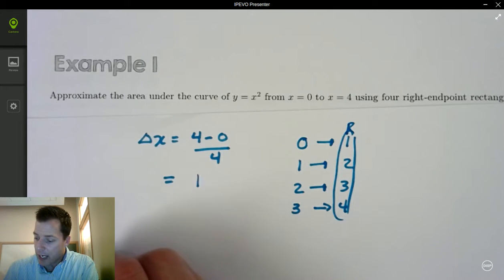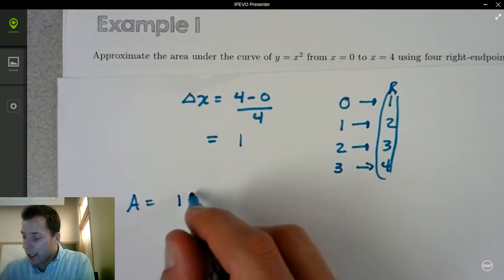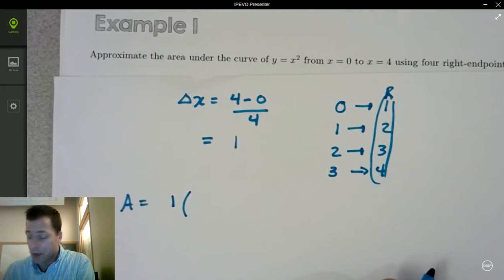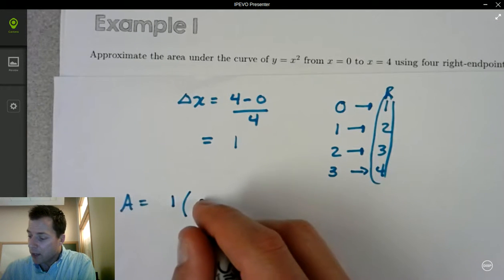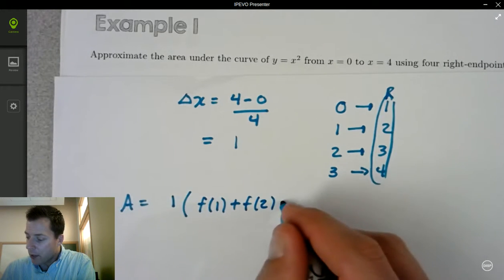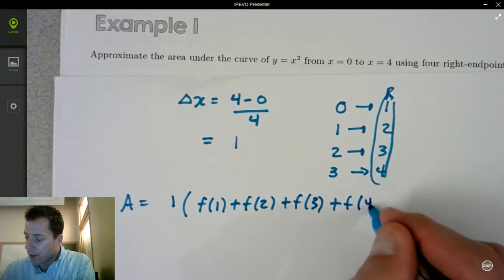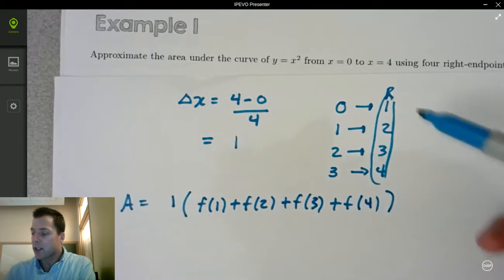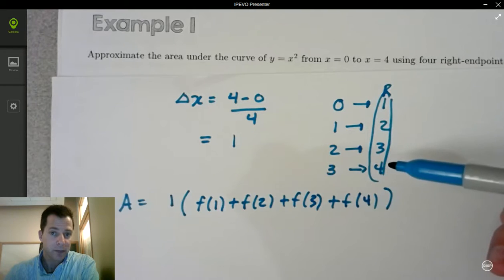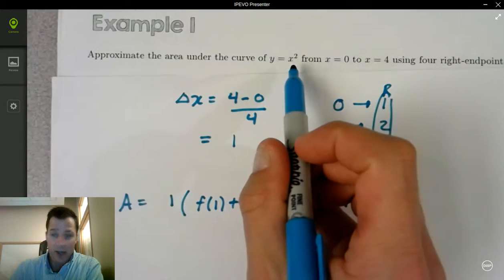Okay, so the area here is going to be equal to 1. That's the width of each rectangle. That's why it's out front. We factored it out. And you're going to be looking at f of 1 plus f of 2 plus f of 3 plus f of 4. And there's the b value right there. Okay, so we use these endpoints. Those all have to be plugged in. 1, 2, 3, and 4 have to be plugged in to x squared.